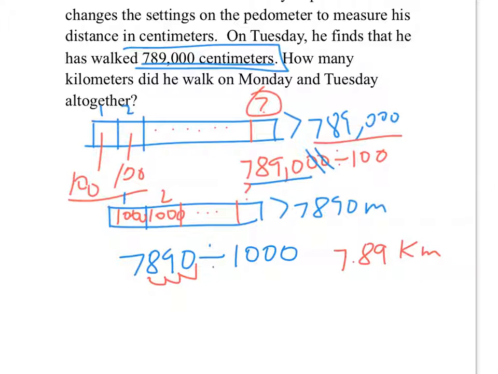and 5.6. And remember, there's no real difference between 5.6 and 5.60, so we can add that if it makes it easier for you. So then we say, oh, altogether, Mr. Dennis walked 13 and 49 hundredths kilometers.